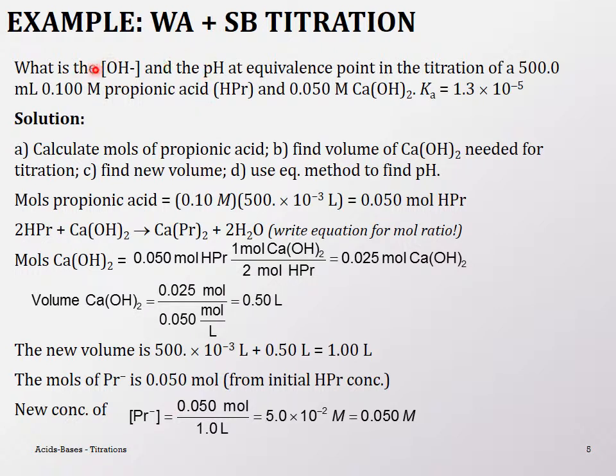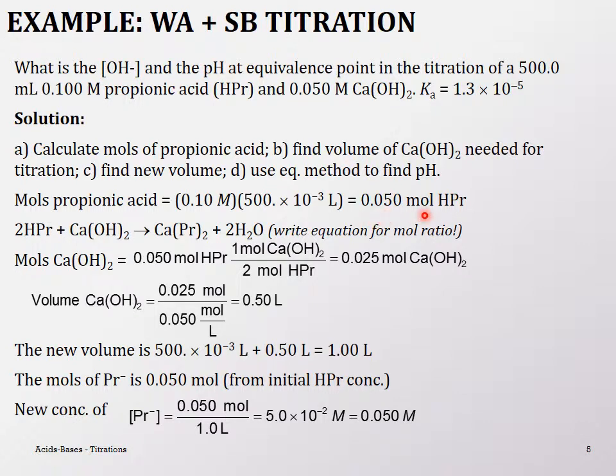pH and the hydroxide ion concentration, because at the equivalence point, technically you have gotten rid of all the hydrogen ions and all the hydroxide ions. So what is remaining now is the propionate ions. How do you know how many propionate ions you have? Well, that is the amount you started with for propionic acid.